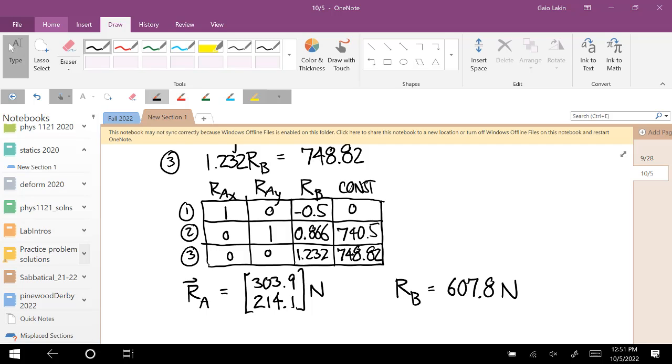Any questions about that? Okay, so that's it for centroids and distributed loads, and next time we'll get into the biggest topic in this class, which is structures.